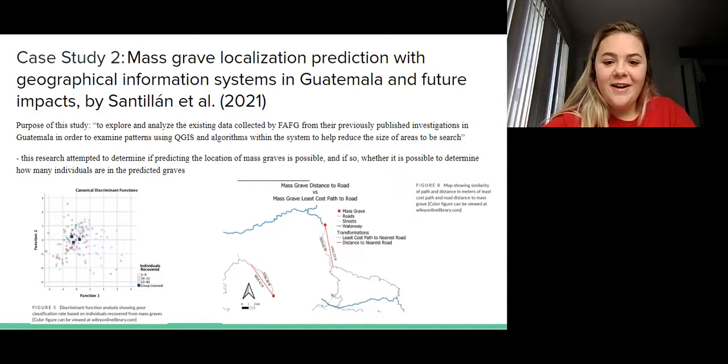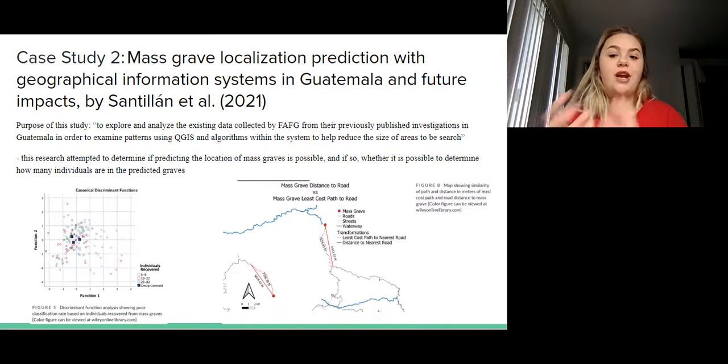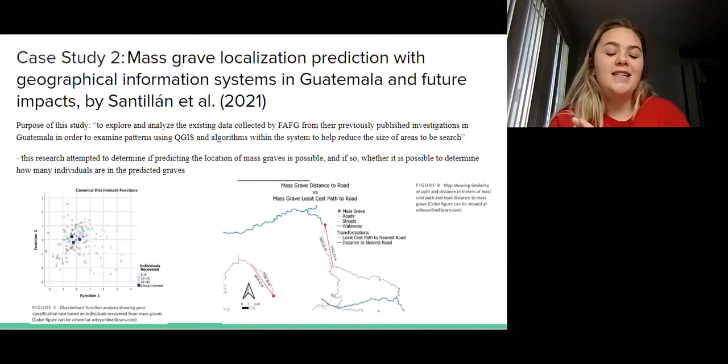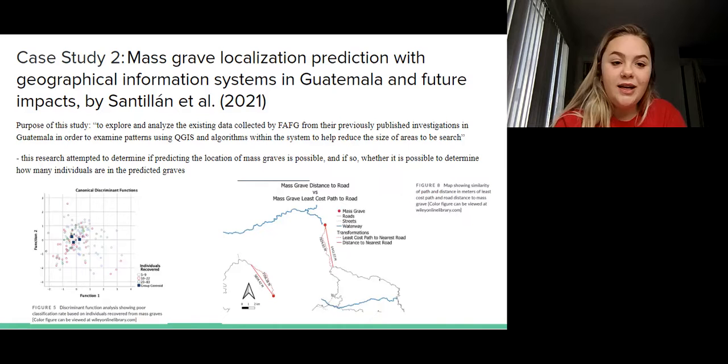Their data acquisition, like we said, came from the FAFG data set. So that was the mass grave data set, and that was then converted during the data processing into a shapefile using the GIS add tabular data tool. The really cool thing about this case study is that the authors were really detailed in what systems and what buttons and filters they were specifically using. So that was really important.